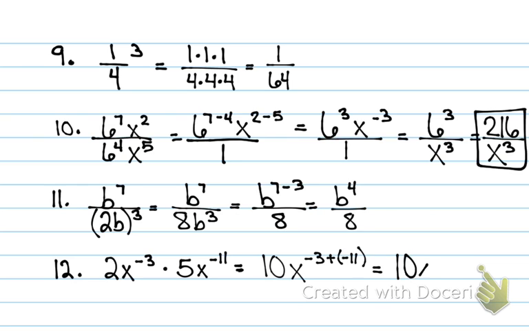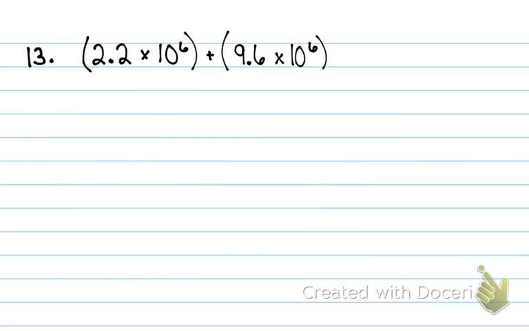Negative 3 plus negative 11. Negative 14. Okay? So now this is not my final answer because I can't have a negative exponent. So Eric, what would you write in your answer? You would put 10 over x to the 14th. Okay, 10 over x to the 14th power. Did anybody get this right? Did you guys get this right? Okay, any questions? You see what we're doing here? Okay. All right, next problem.